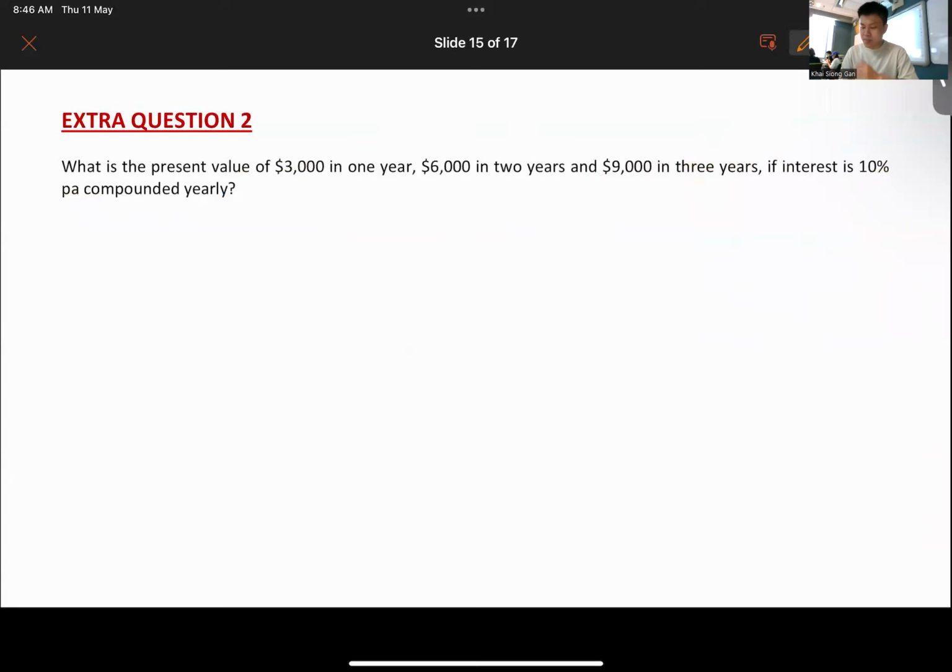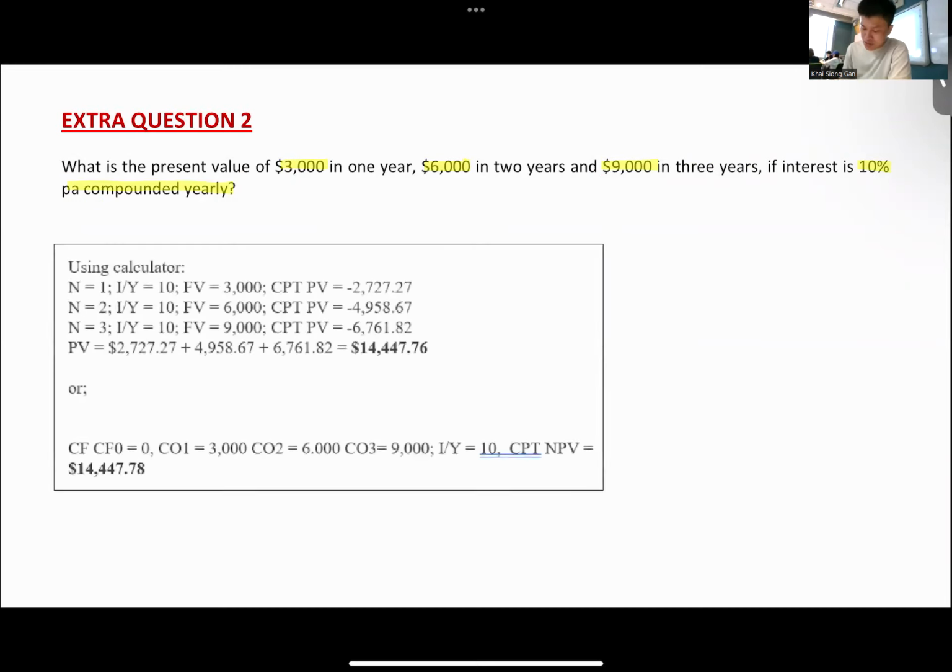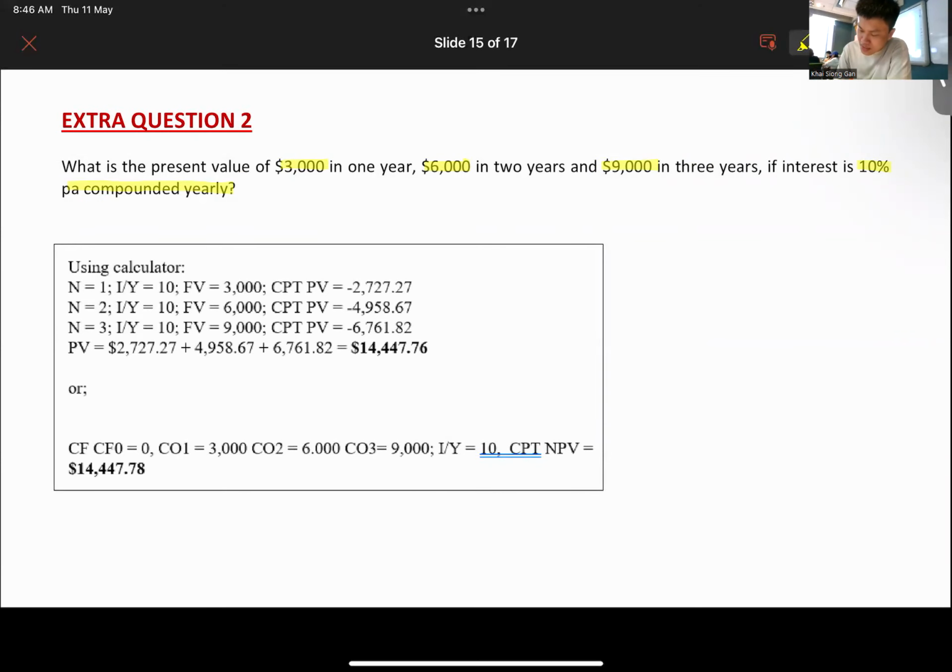Okay, let's have a look into question number 2. What is the present value of 3,000 in 1 year, 6,000 in 2 years, 9,000 in 3 years, if the interest rate is 10% per annum compounded yearly? Okay, so how do we do this? Now, this one you have to use new functions already. First, draw the timeline. Okay, I can draw the timeline.